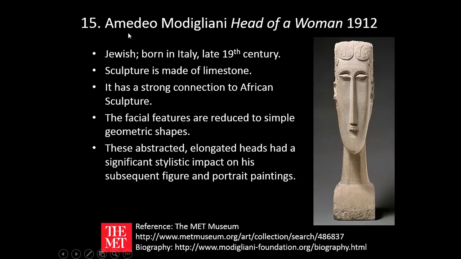Number 15, Amedeo Modigliani, Head of a Woman, 1912. Modigliani was Jewish, born in Italy, late 19th century. This sculpture is made of limestone. It has a strong connection to African sculpture. The facial features are reduced to simple geometric shapes. These abstracted, elongated heads had a significant stylistic impact on his subsequent figure and portrait paintings.